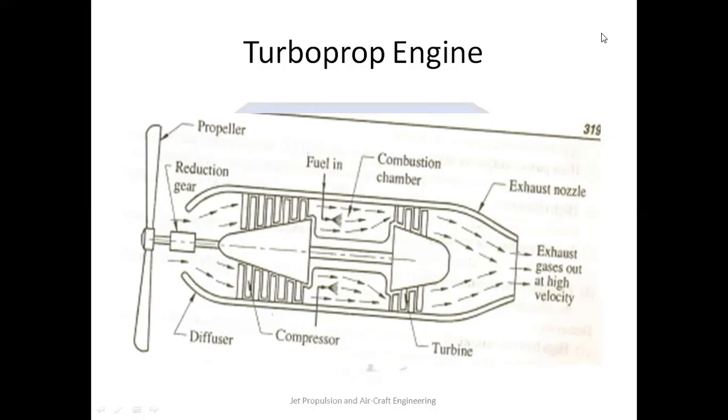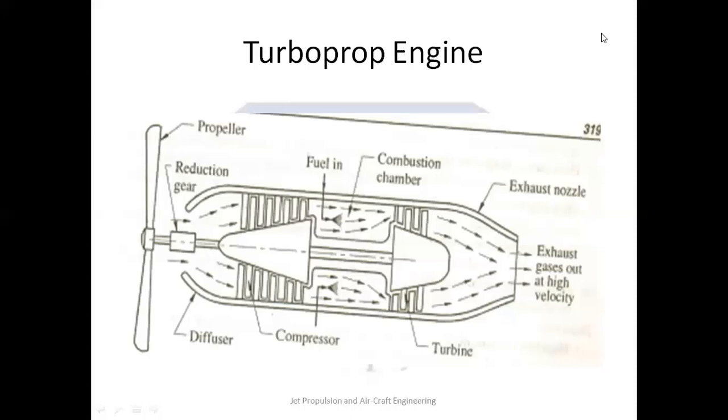A turboprop engine consists of a diffuser, compressor, as we have seen, combustion chamber, turbine, exhaust nozzle, and a propeller that is ultimately coupled with the turbine, and it is driven by turbine. Now the airflow is increased by propeller in addition to the thrust produced by the exhaust nozzle. So we'll get the additional thrust by the propeller, and that would improve the performance of the engine, especially at low speed.